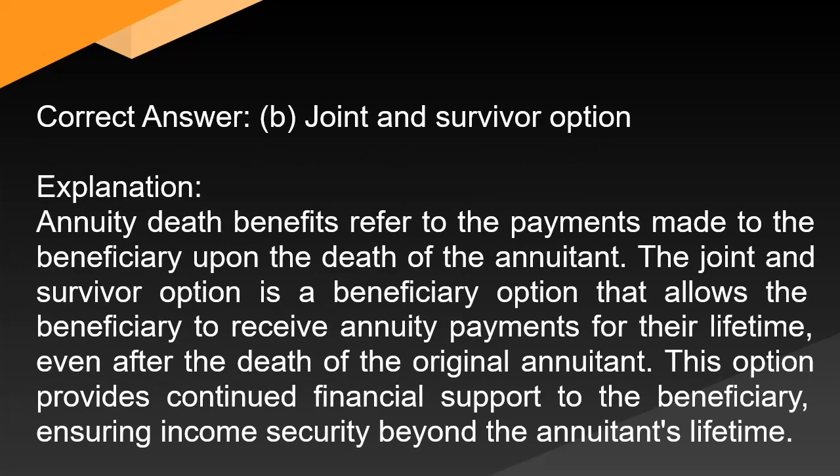Explanation: annuity death benefits refer to the payments made to the beneficiary upon the death of the annuitant. The joint and survivor option is a beneficiary option that allows the beneficiary to receive annuity payments for their lifetime, even after the death of the original annuitant. This option provides continued financial support to the beneficiary, ensuring income security beyond the annuitant's lifetime.